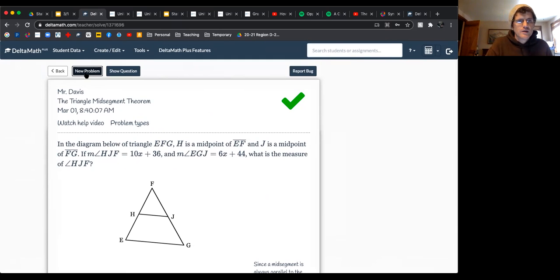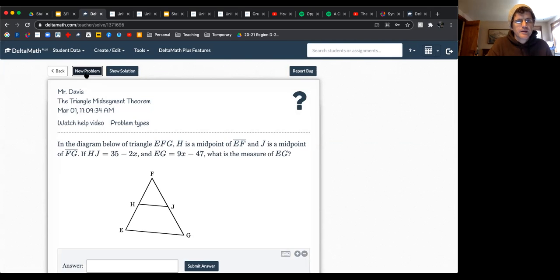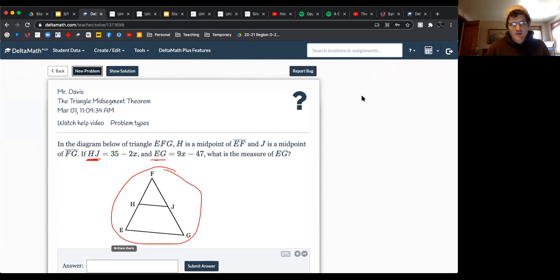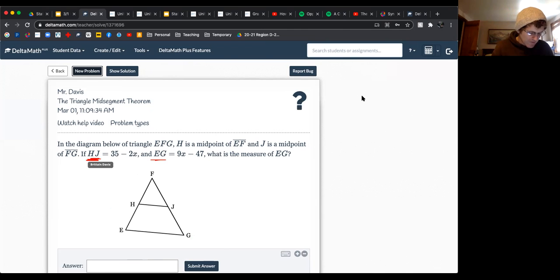All right, so I'm going to pull up another type of problem. And in fact, here it is. Notice in this case, it doesn't give us any angles. The last one, we had angle HJF and EGJ. Here it gives us some segment lengths. So this is, again, where I'd encourage you to draw this diagram right here on your paper. And you might get sick of drawing it, but it only takes a few seconds. But draw that diagram and actually mark the distances that are given. HJ is 35 minus 2x. EG is 9x minus 47.